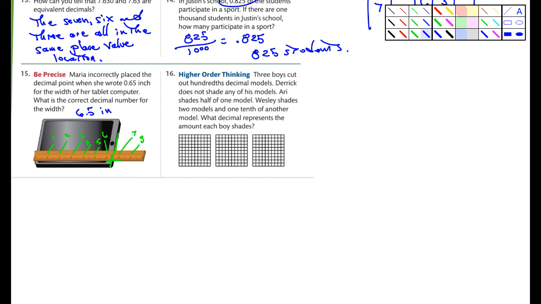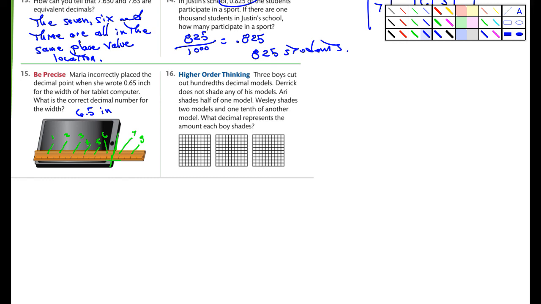And number 16. 3 boys cut out 100th decimal models. So let's see here. So there's 100 little squares. Derek didn't shade any of his models. Ari shades half of one model, and Wesley shades 2 models and 1/10 of another model. What decimals represent the amount each boy shades?